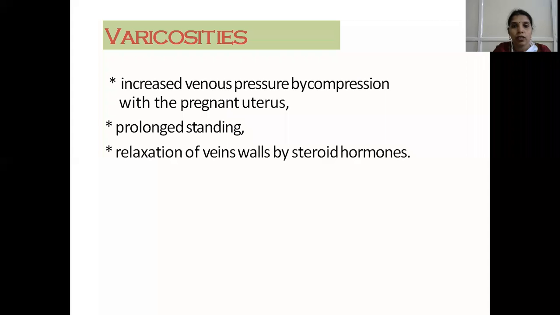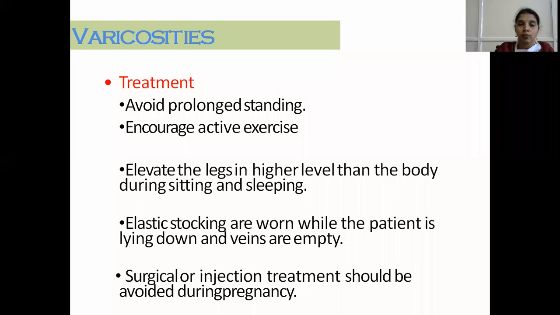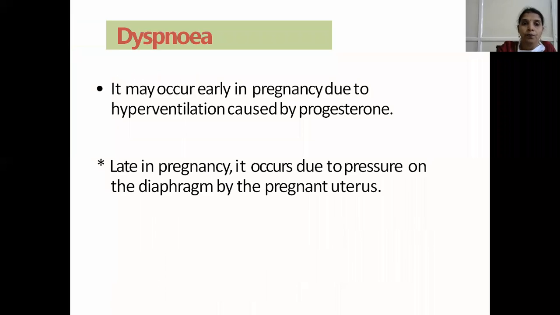Varicosities. Increased venous pressure by compression with the pregnant uterus, prolonged standing, and relaxation of vein walls by steroid hormones cause varicosities. How to manage these varicosities? Avoid prolonged standing, encourage active exercise, elevate the legs higher than the body during sitting and sleeping, and elastic stockings are worn while the patient is lying down and the veins are empty. Surgical or injection treatments are mostly avoided.